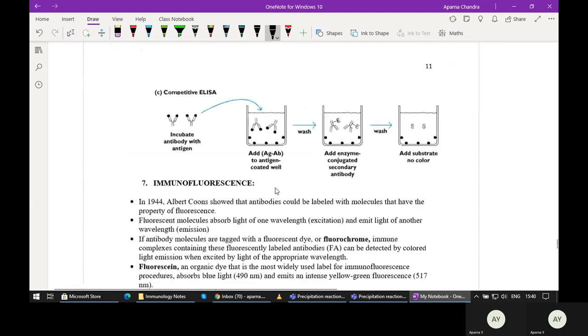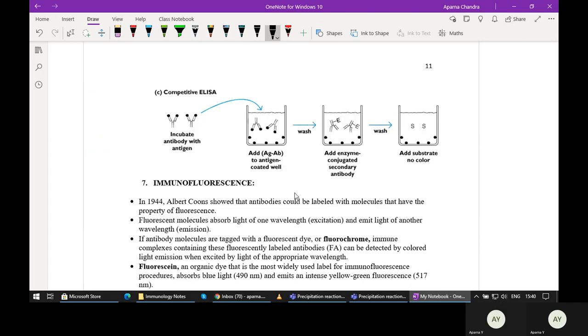Next, third, competitive ELISA. The competitive ELISA principle is the same as radioimmunoassay. It depends on the competitive binding of a tagged antibody molecule with that of an untagged molecule. Okay.